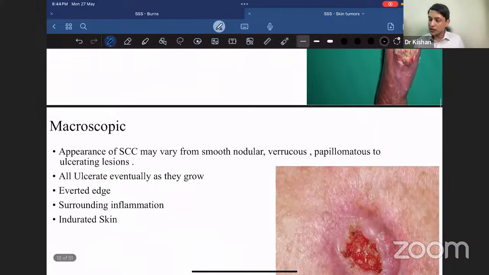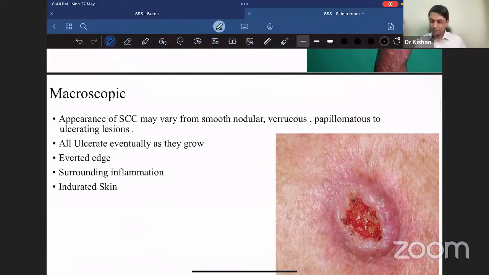So that's a marginal ulcer. SCC usually appears like a smooth nodular or some verrucous, papillomatous or ulcerating lesions. There are three varieties in SCC. One, the most common one, is ulcerative. Second is proliferative. Third is ulceroproliferative. Ulcerative are the most common, and eventually each and every SCC will ulcerate. Okay, so these are the morphological varieties.